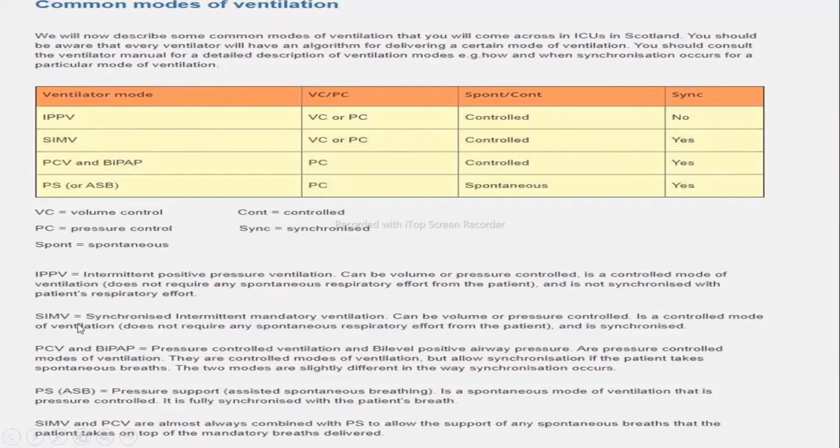Okay, so what is the meaning of SIMV mode? Synchronized intermittent mandatory ventilation. It can be volume or pressure controlled, and it doesn't require any spontaneous respiratory effort from the patient, and it is synchronized. Synchronized means when the patient takes a breath, the ventilation machine will give a breath. If the patient is not taking a breath, it will not give. So it's synchronized with the patient.